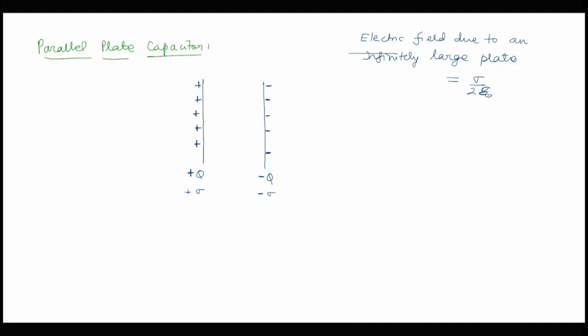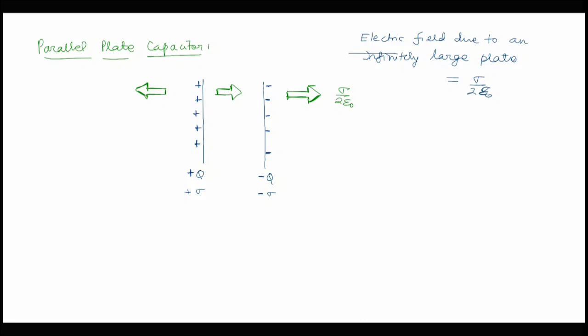The electric field due to the positive plate is directed away from it, on the right and the left hand side, and also in between the plates. And this value is independent of the distance, and hence we write it as sigma by 2 epsilon naught everywhere.